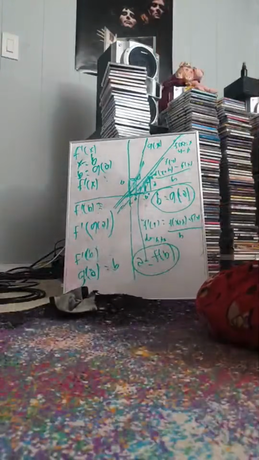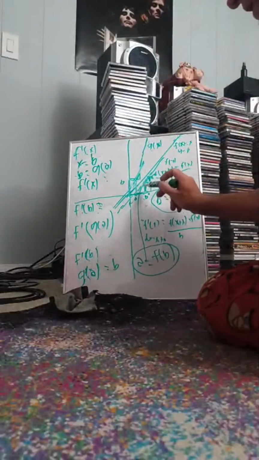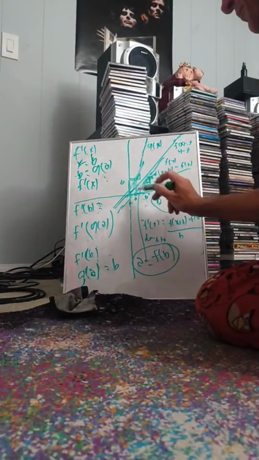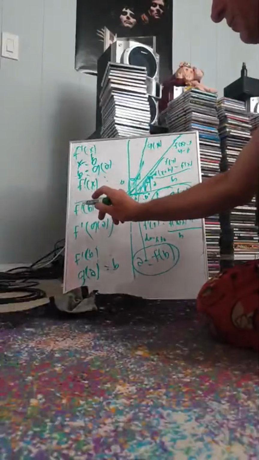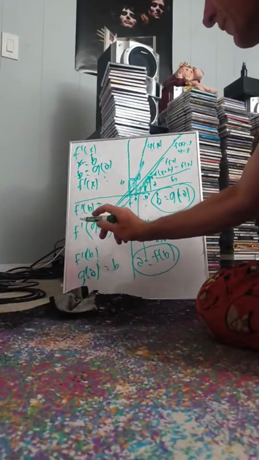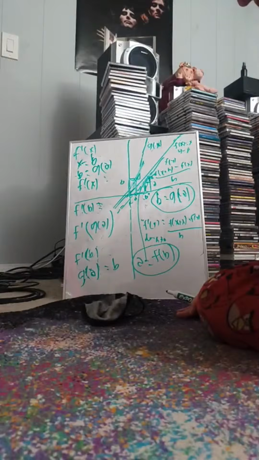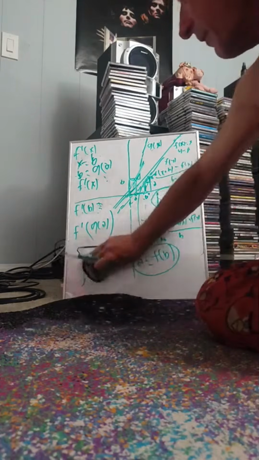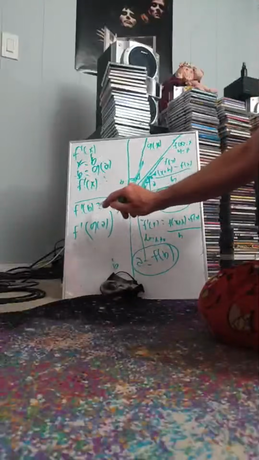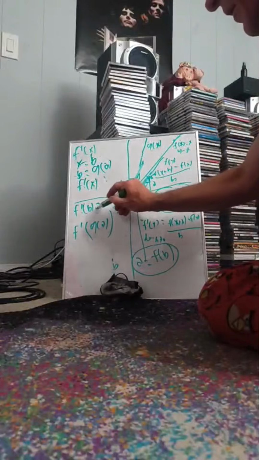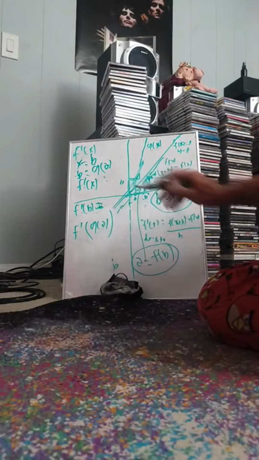Okay, so this is f prime of x, but x equals b, but b equals g of a. So f prime of b equals f prime of g of a. Okay, so far so good. So this much we have right here: f prime of b equals f prime of g of a, because b is equal to g of a.